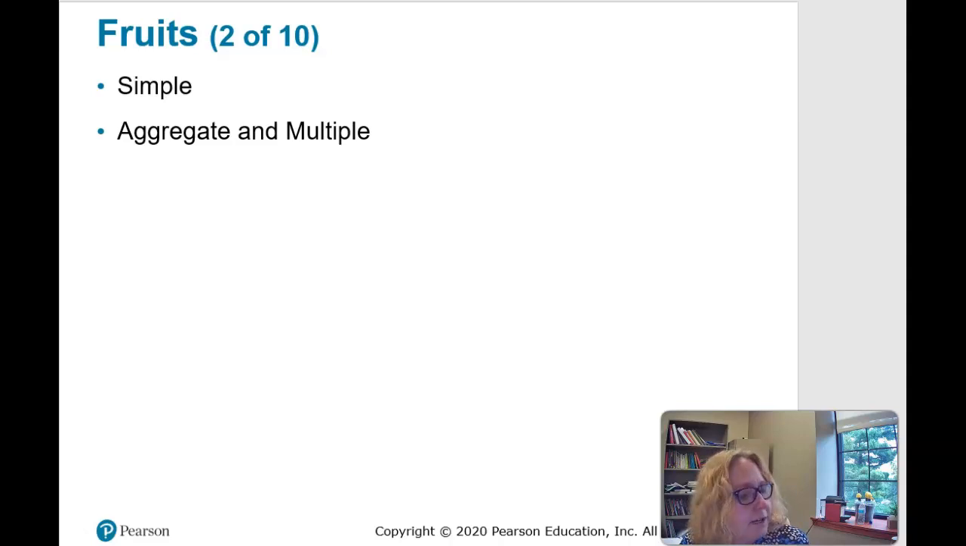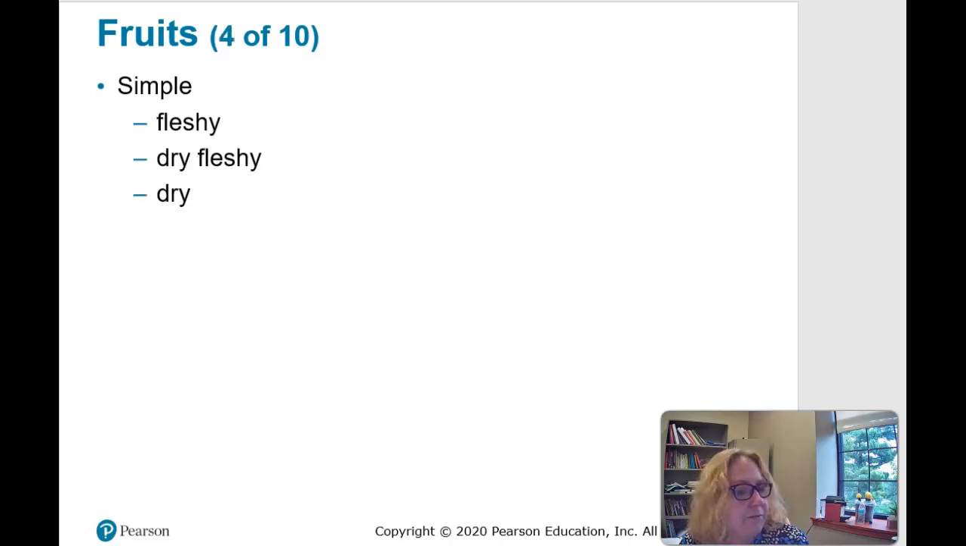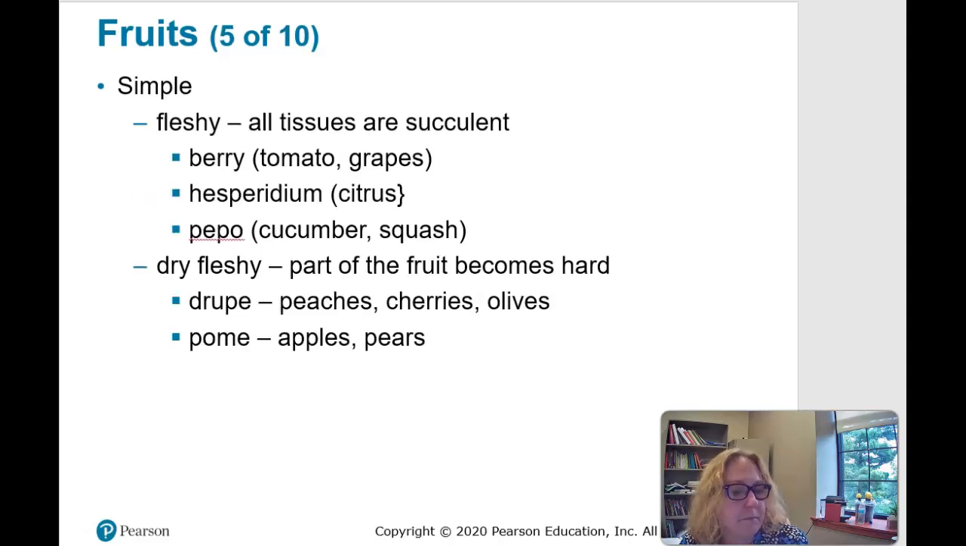There can be simple and aggregate types of fruit. Simple, a single ovary from one flower. Fleshy, dry fleshy, or just dry fruit. Fleshy, some types of fleshy fruits would be berries. Tomato is a berry. It's a fruit. It's not a vegetable, sorry.